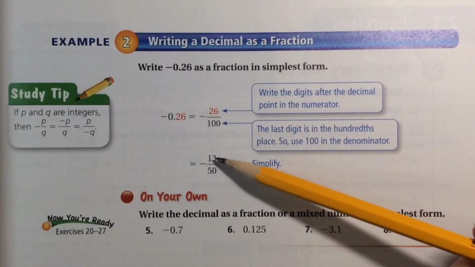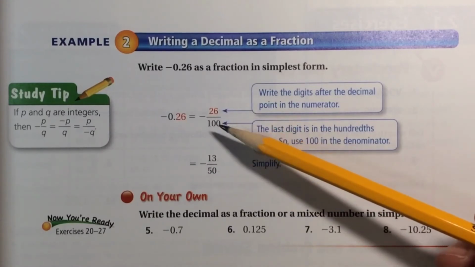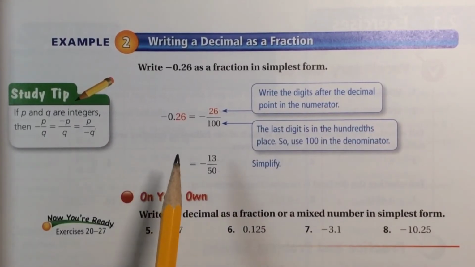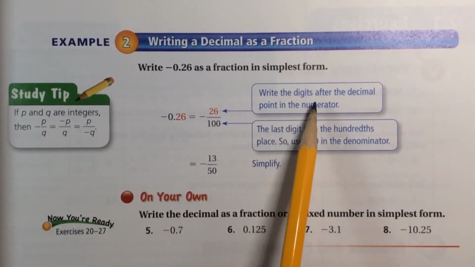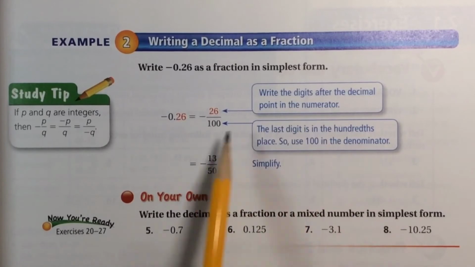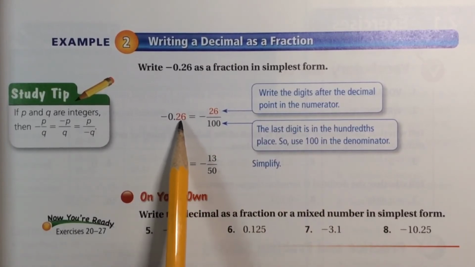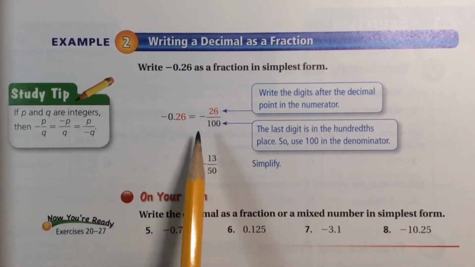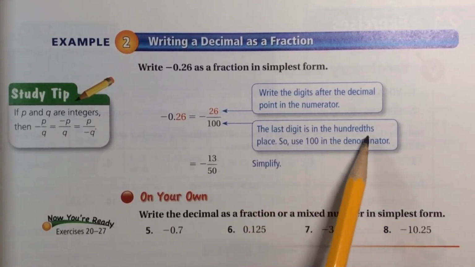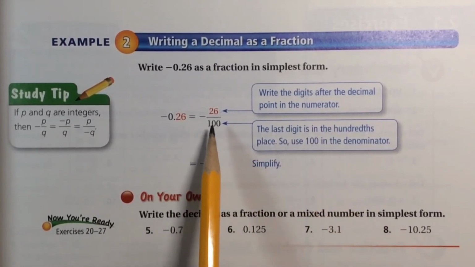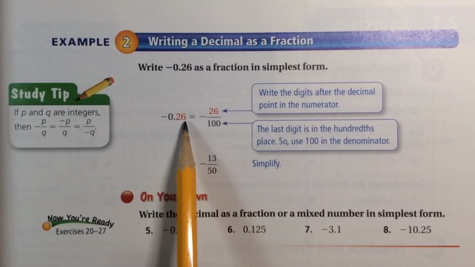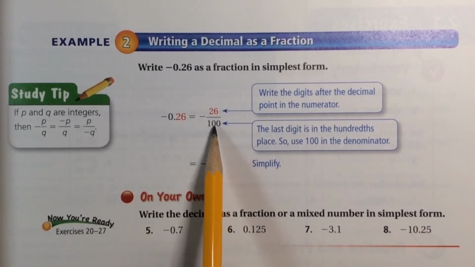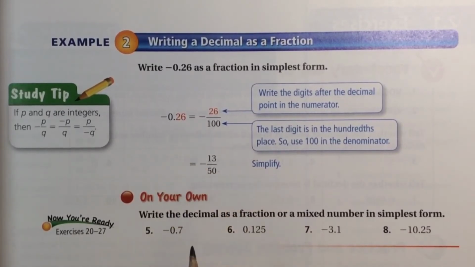If you don't know how to say these numbers, then the other way you can do it, it says right here, write the digits after the decimal point in the numerator. So after the decimal, we just have a 26 here, so you write those in the numerator. The last digit is in the hundredths place, so use 100. But if you didn't know that was the hundredths place, which you should, but if you didn't, 2 numbers behind the decimal, 2 zeros behind the 1. Okay, 2 numbers behind the decimal, 2 zeros behind the 1.